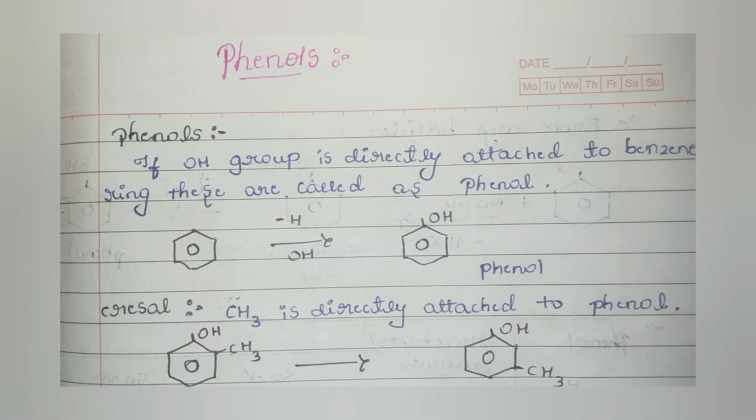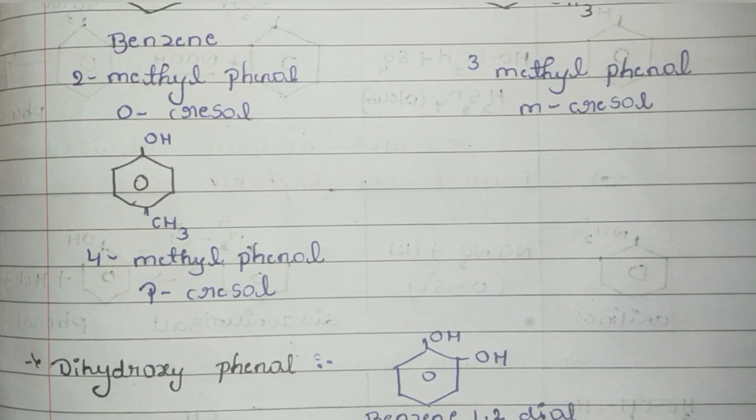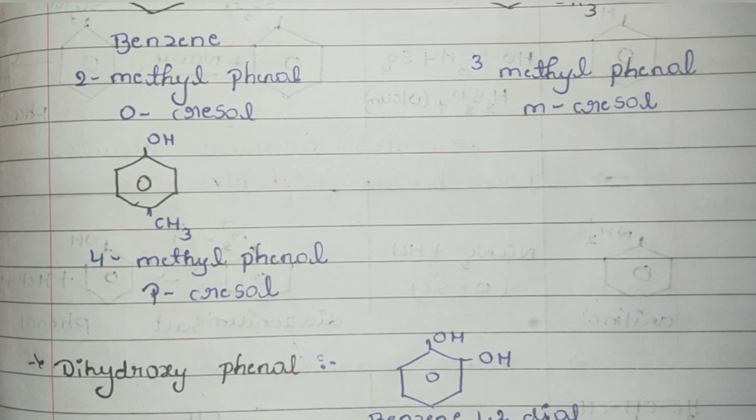Phenols. If an OH group is directly attached to the benzene ring, we call it a phenol. If a CH3 is attached at the ortho position, we call it ortho-cresol. If it is attached at the meta position, we call it meta-cresol. If CH3 is attached at the para position, we call it para-cresol.